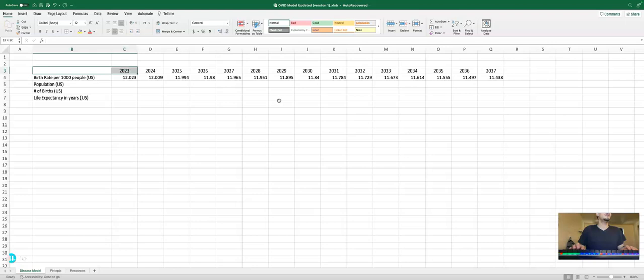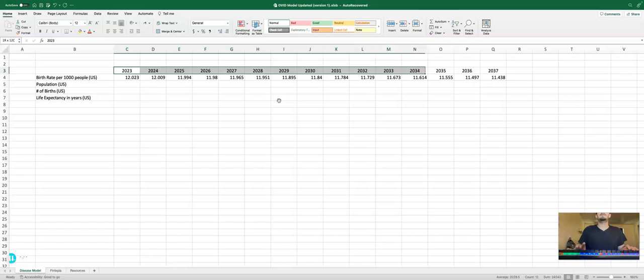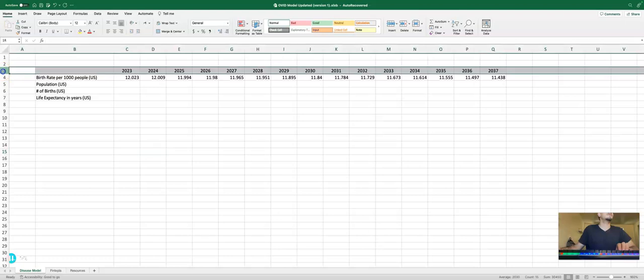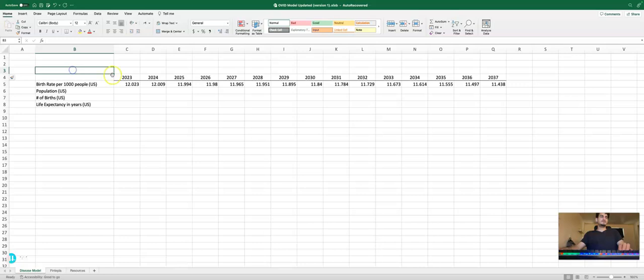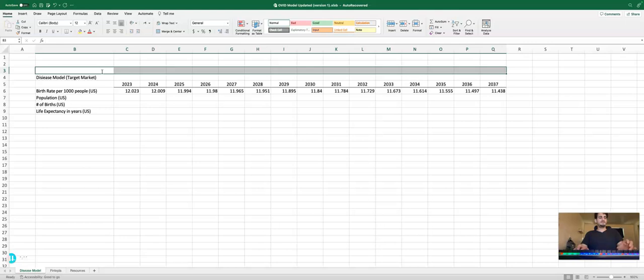I'm going to keep this formatting very simple because I just get carried away sometimes. So this is going to be that, and then I'm going to have these model or target market. I don't know if that has any other names. This is kind of what we're going to be doing. Oopsie daisy.